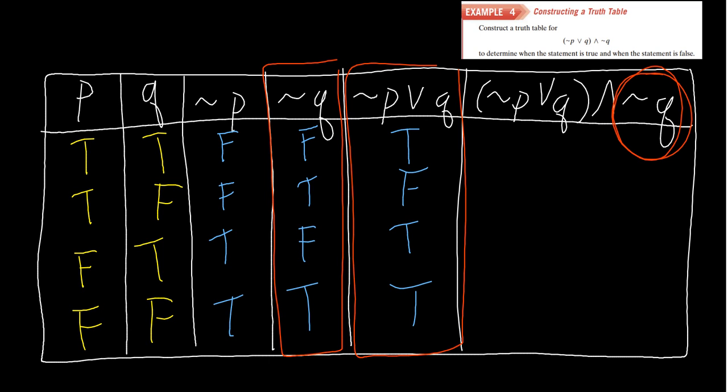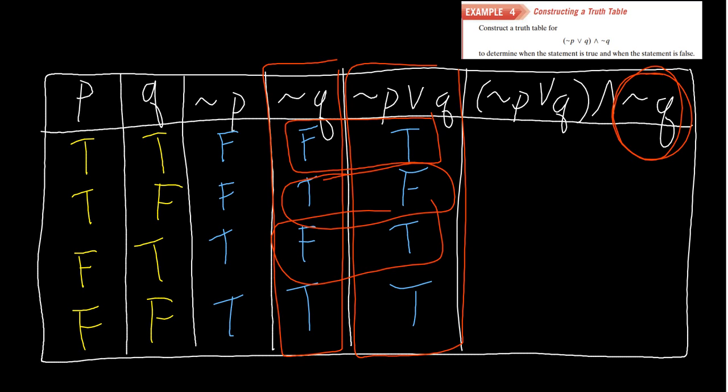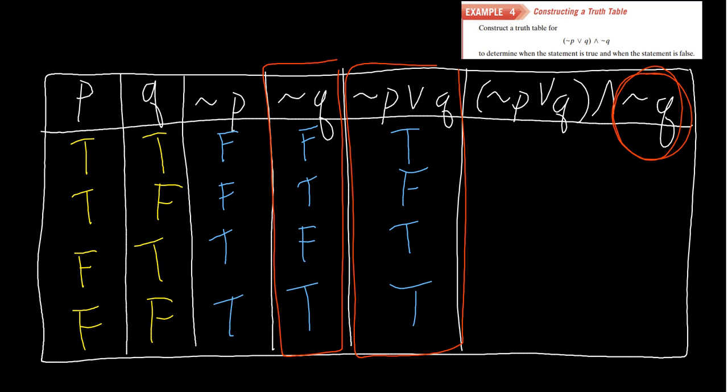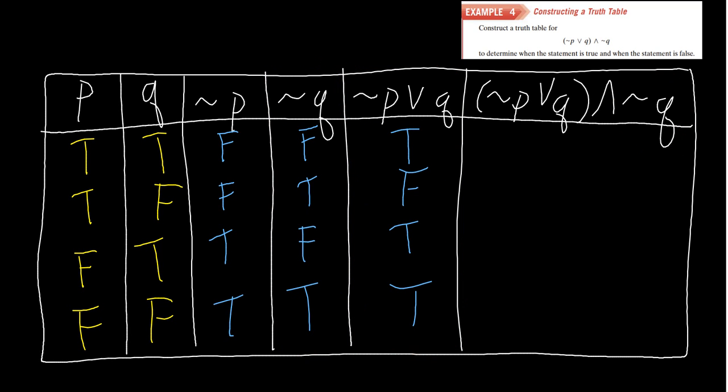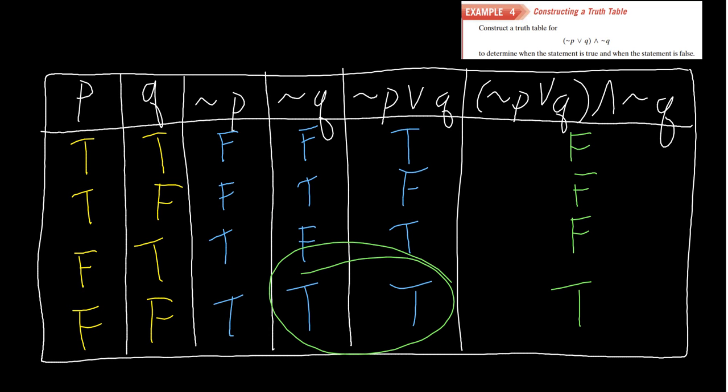Okay, and if I look at this, well, this not Q is false, and then not P or Q is true. So I have false true, I have true false, I have false true again. However, this last one, they're both true. So we're going to say this is false, false, false, and then true, because these two statements are true.